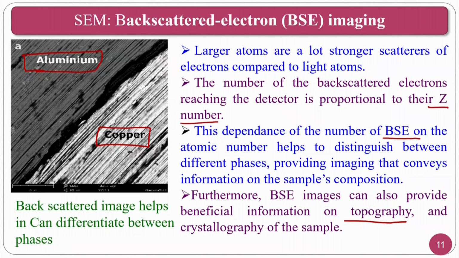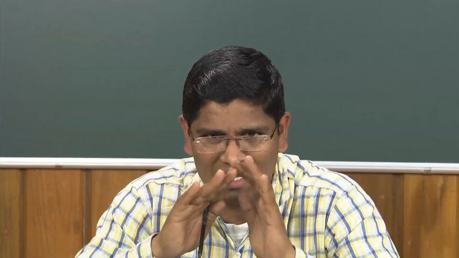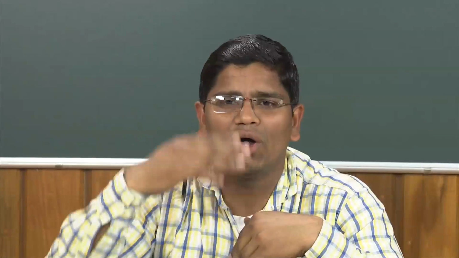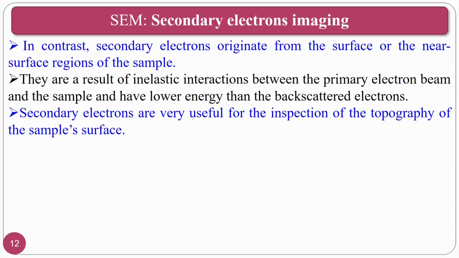If your aim is to find the phases, sorry, not the elements, it is the phases, then you should always go for the backscattered image when you are doing your characterization using scanning electron microscopy. Nowadays, field enhanced scanning electron microscopies are also there, which go beyond what the scanning electron microscopies are doing. If I want to know about the surface morphology, then you should go for secondary electrons.